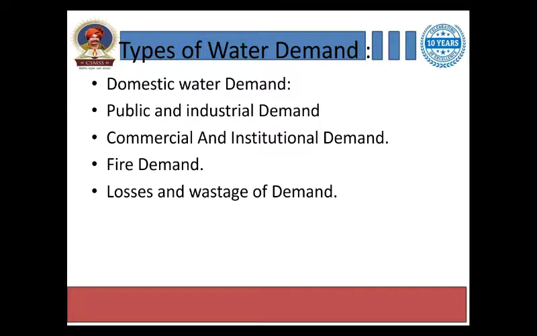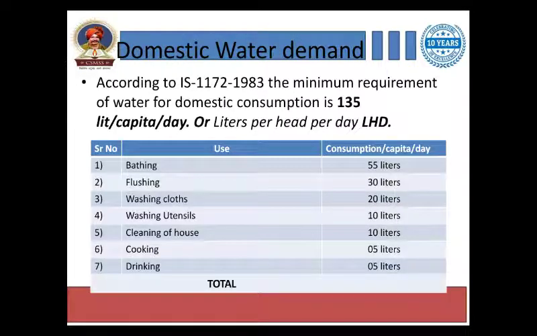Then the first type of water demand is domestic water demand, right. According to IS 1172-1983, the minimum requirement of water for domestic consumption is 135 liters per capita per day. Yes, this is nothing but the unit of water demand. It is also expressed in liters per head per day.